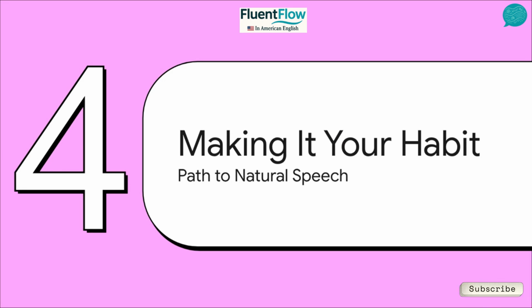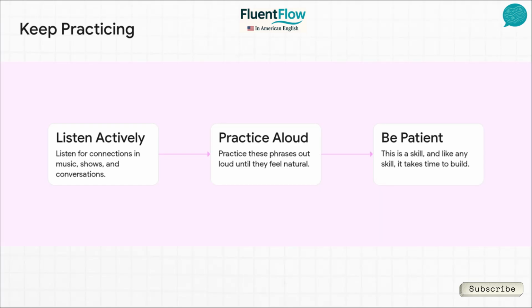But the real change happens when you turn this from an exercise into a real habit. So how do you do that? How do you make this part of your everyday practice? Well, there are 3 simple things you can do. First, become a listening detective. When you're listening to music or watching a show, actively hunt for these connections. Second, practice what you hear out loud. Repeat those phrases over and over until the connected way feels more natural than the choppy way.